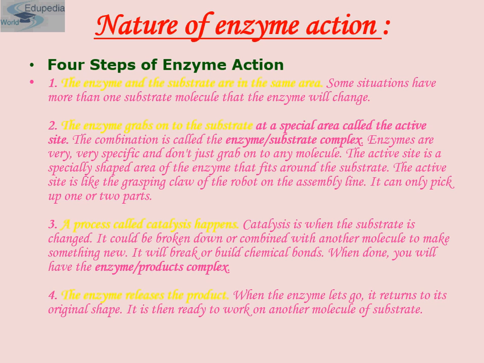The third process is called catalysis. Catalysis is when the substrate is changed. It could be broken down or combined with another molecule to make something new. It will break or build chemical bonds. When done, you will have the enzyme-product complex, that is the EP complex. Okay. And ultimately, the enzyme releases the product. When the enzyme lets go, it returns to its original shape. It is then ready to work on another molecule of substrate.